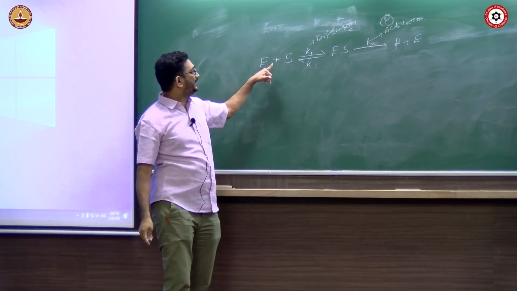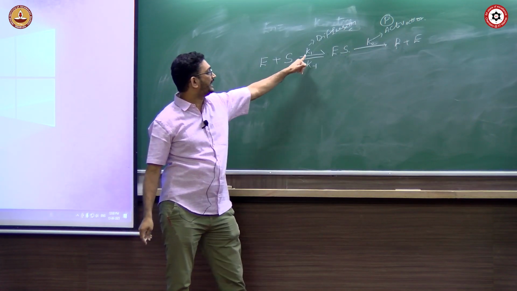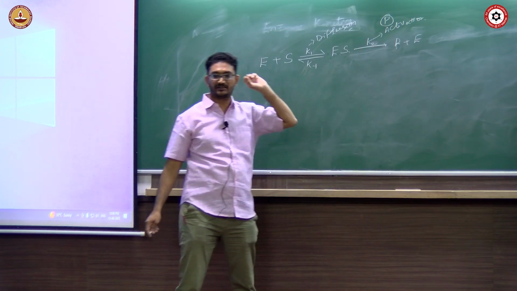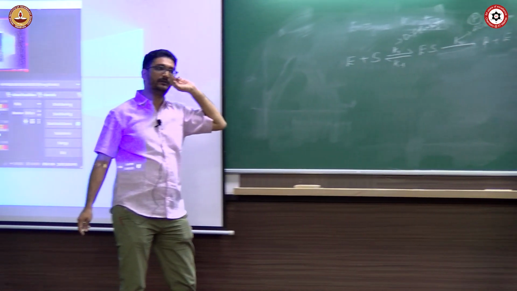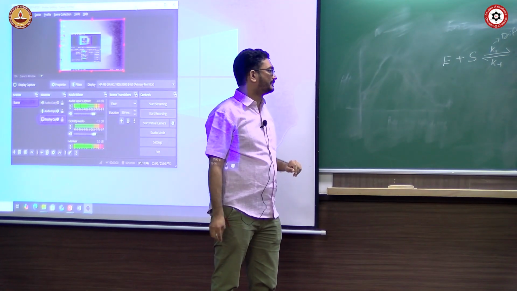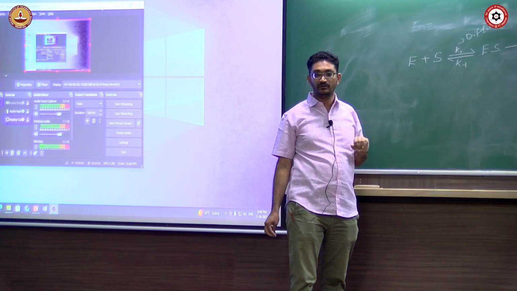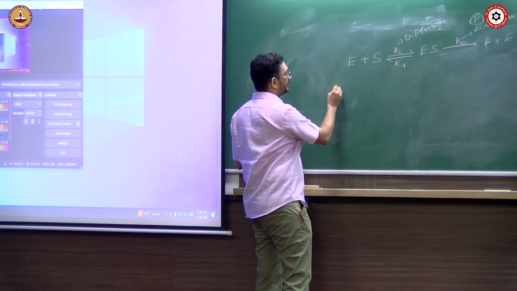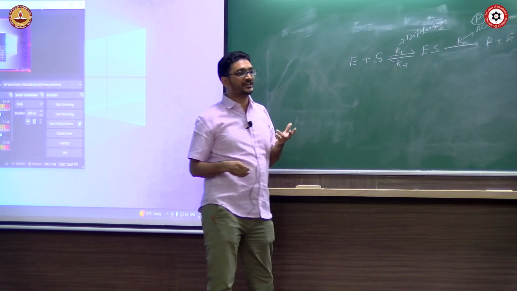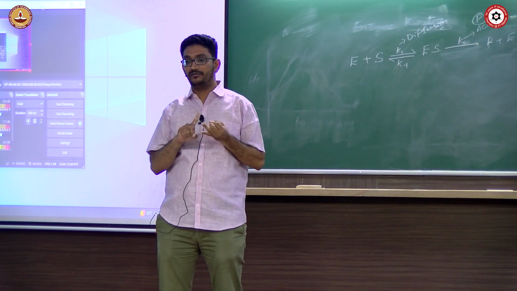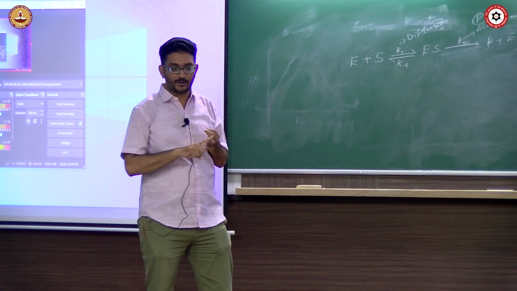Okay, so E plus S is in equilibrium with ES, which in one way goes to P plus E. So this is the expression. Now let us derive a basic kinetics of this expression. How do you determine the rate of this reaction? The rate of reaction is the rate of disappearance of substrate or the rate of formation of product, right?